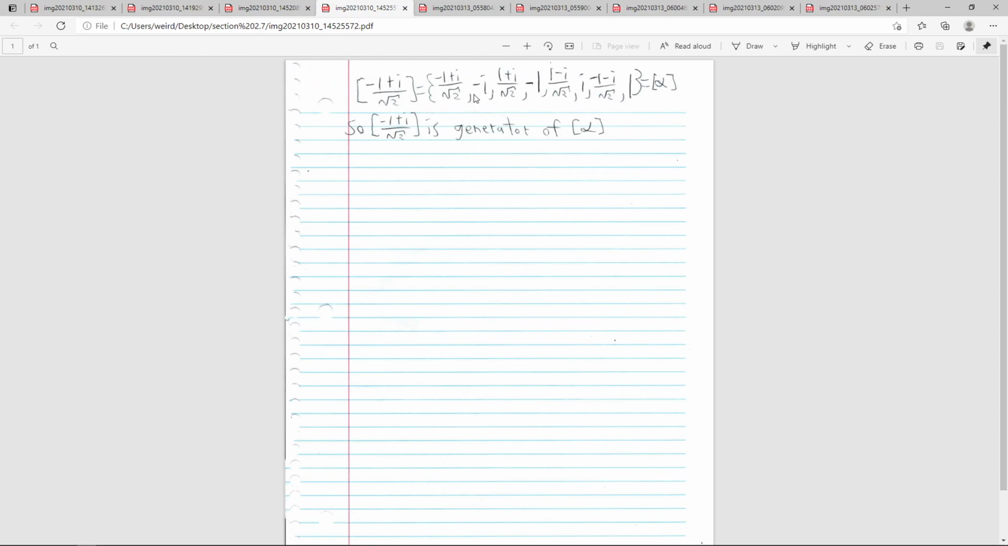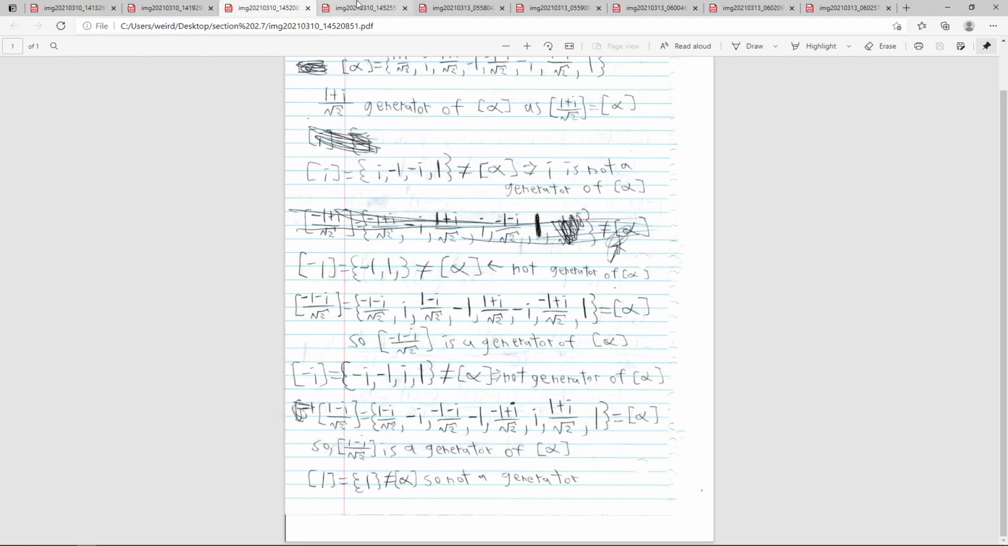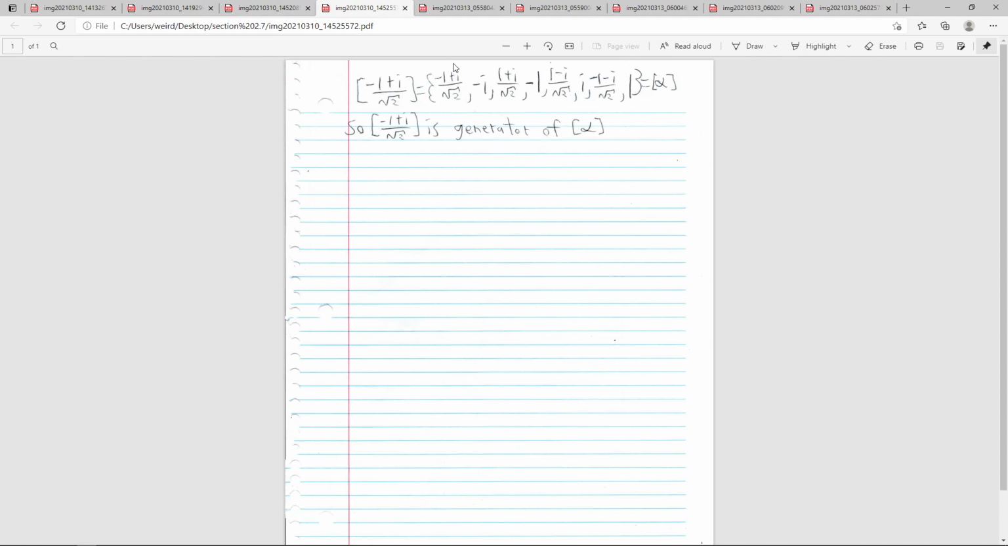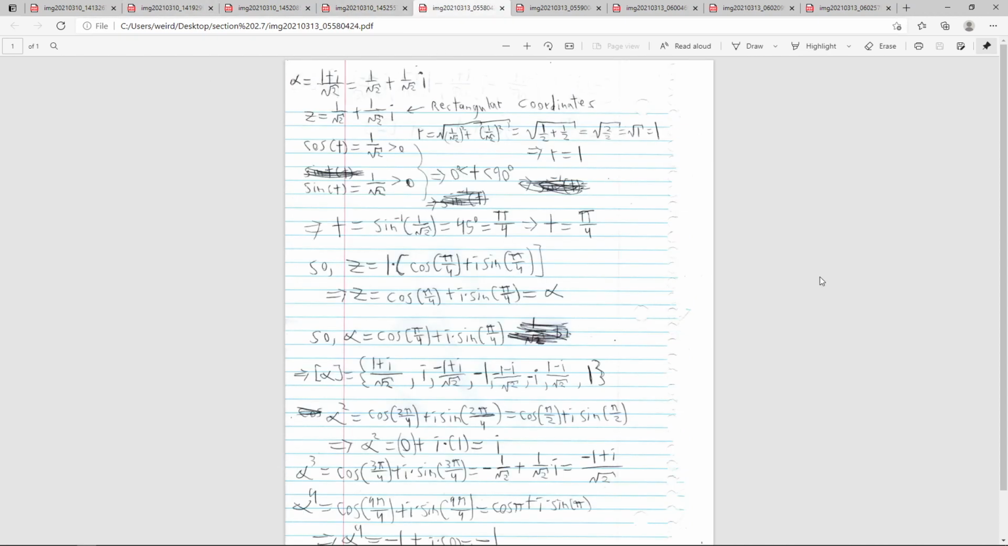And you can see here as well, that one works like I said, -1 plus i divided by square root 2. But what's more important is here. So let's say we start with alpha equals 1 plus i divided by square root 2. That can be written as 1 divided by square root 2 plus 1 divided by square root 2 i. And that's a plus bi format, rectangular coordinates.